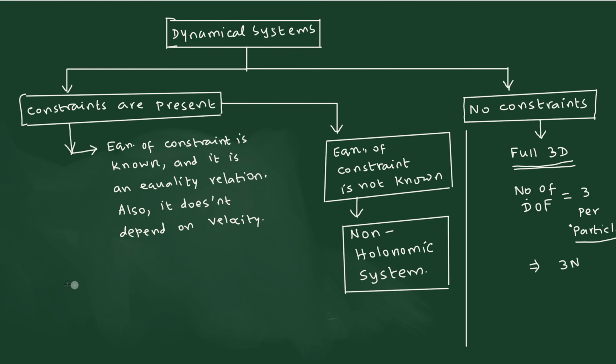The second requirement is that your equation of the constraint should not contain velocity. That means only positions should be allowed. The velocity or time should not be present in the system. I will explain why velocity should not be there, why it will give trouble. Now, if this particular condition is satisfied, then we classify the constraint as a holonomic constraint.